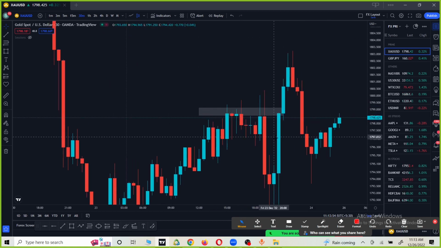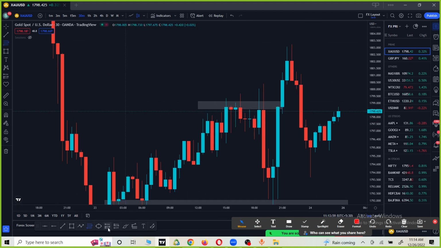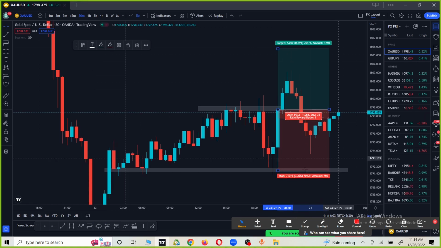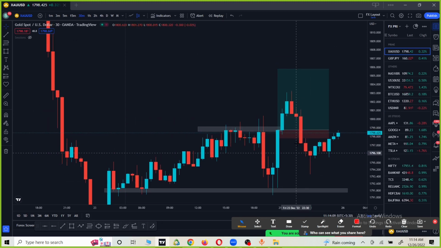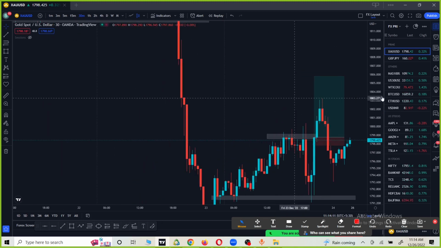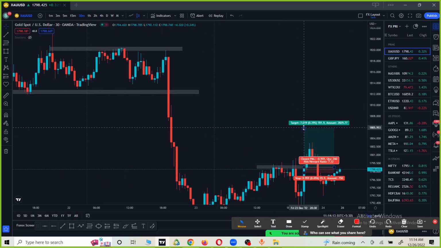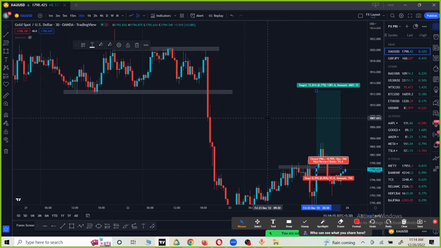Now what we see is that this is going to be our resistance, and as we can see, there is a candle close above the resistance. In this situation, what we could do is put our stop loss below the current candle low, and we could anticipate the price to move to the next resistance. As we could see, this could be our next resistance.